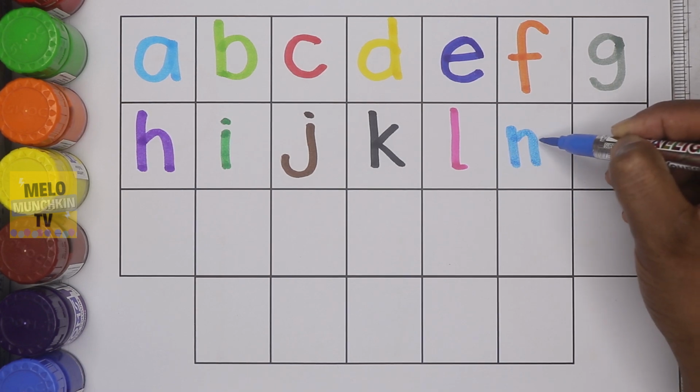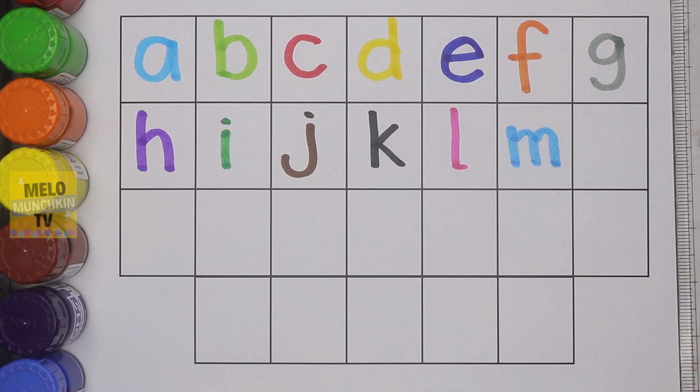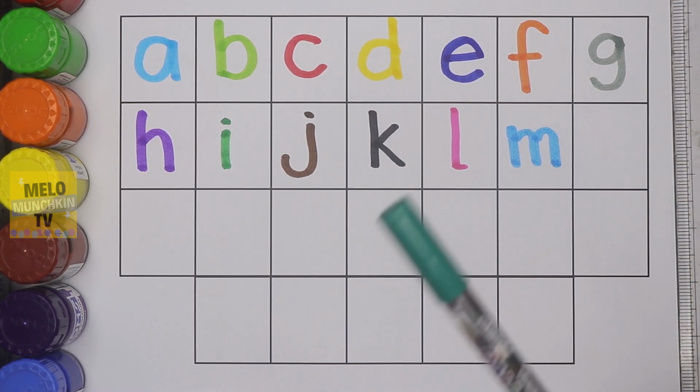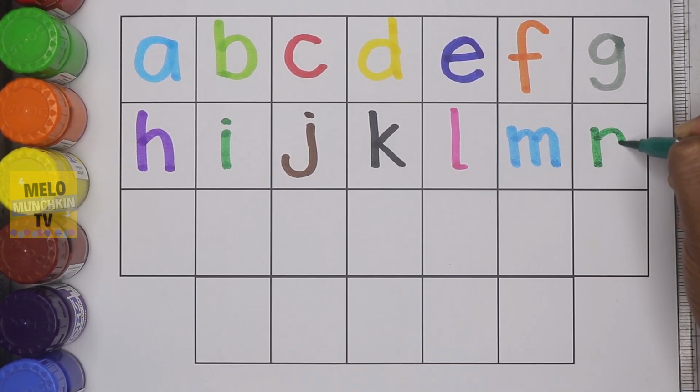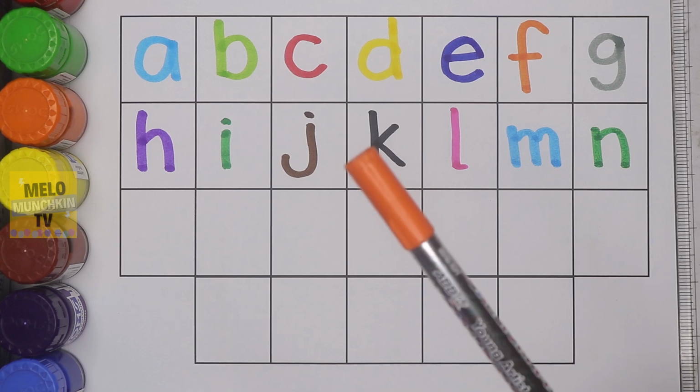Small letter M. M for monkey. Dark green color. After M, it's N. N for nose.